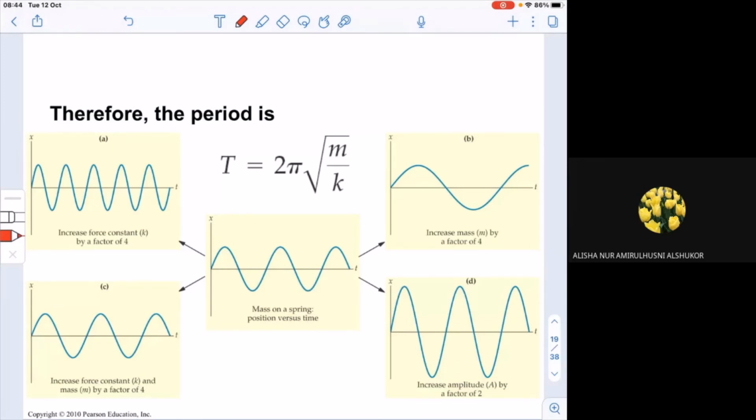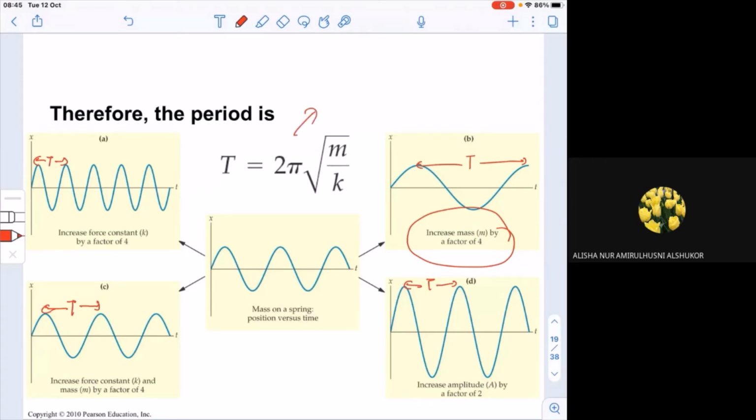For example, this one is the increase of the force constant by a factor of 4. If you want to find the period from crest to crest, there is some difference in the value of the period. This one is T, this one is also T. So you can see here a mass on spring, position versus time. This one increased by a factor of 4, so the period will be longer. Look at how they did.